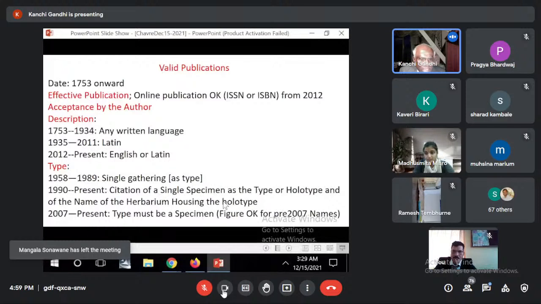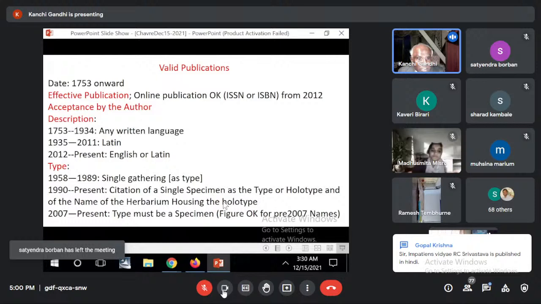Prior to 2007, even an illustration was accepted as type, but from 2000 onwards, yeah, type cannot be an illustration. So these are the requirements. Prior to 2000, people used to publish their photographs and publish their new name, but it is not allowed now. If you publish a name in French now, it is going to be invalid. If you have published a name in English in 2010, it is invalid. So these are the various requirements.